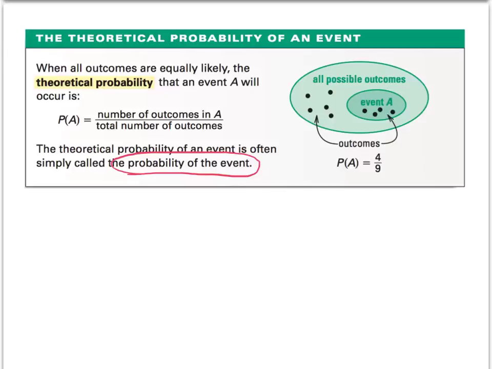So here in this diagram here, we want to know the total number of outcomes in event A. Well, here there's 4 possible outcomes, and in total there's 9. So we just divide 4 by 9, and that'll be the probability of an event happening.